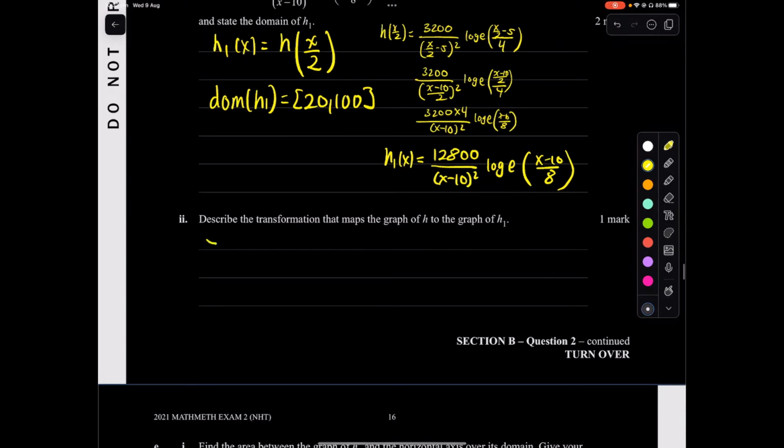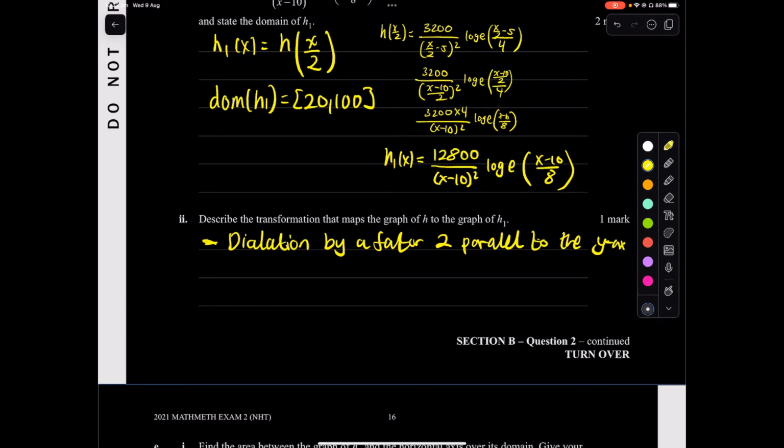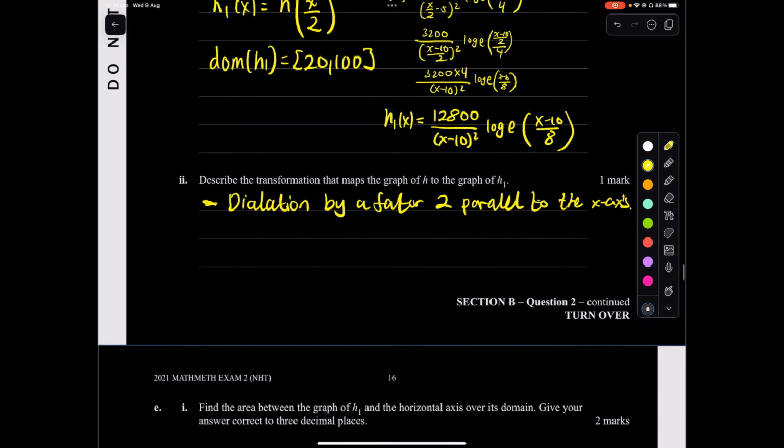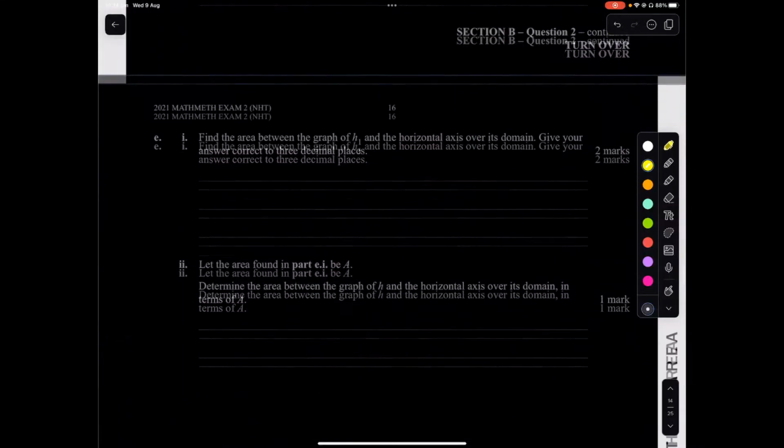Easy. So it is a dilation by a factor of 2 parallel to the y-axis. Oh, no, x-axis, parallel to the x-axis. Or you can also say, there's another way you can say it, you can say dilation by a factor of 2 from the y-axis. Also is the right answer too. So yeah, both are right.